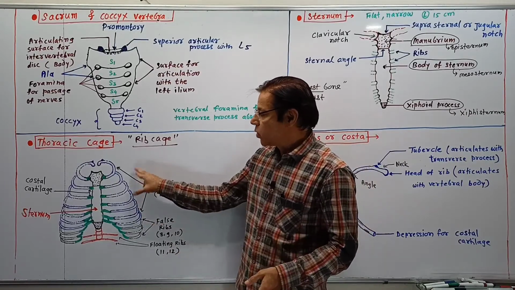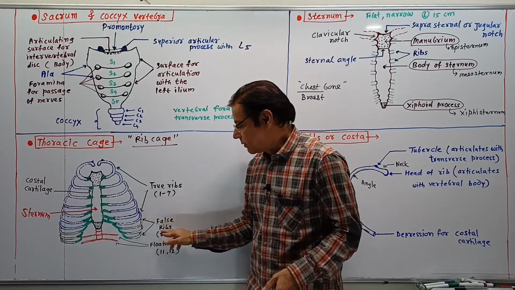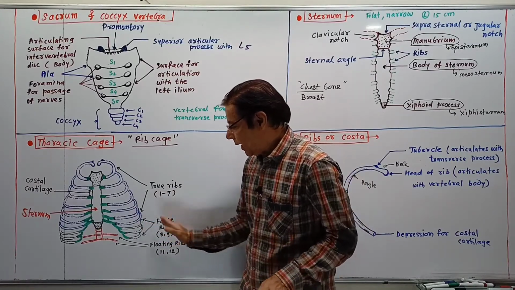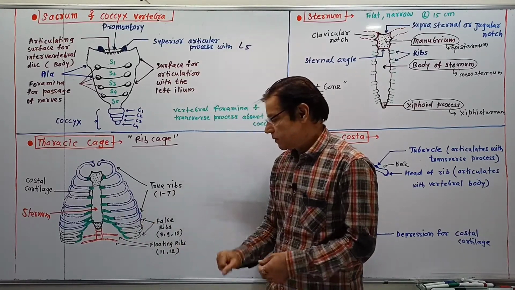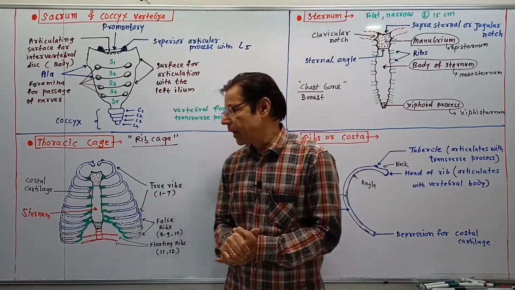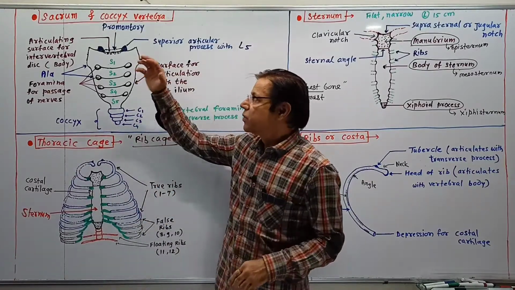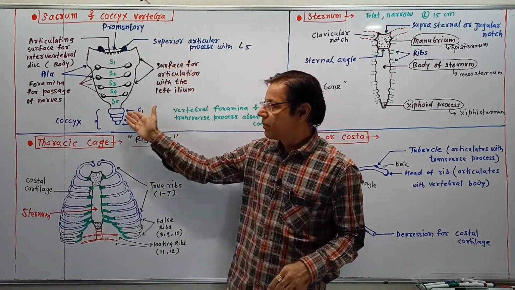In this way, true ribs are the first 7 pairs, false ribs the latter 3 pairs, 8, 9, 10, and the last 2 pairs, 11th and 12th pairs of the ribs, are called floating ribs. Okay, in this way, this is all about the sacrum, coccyx vertebra and thoracic cage.